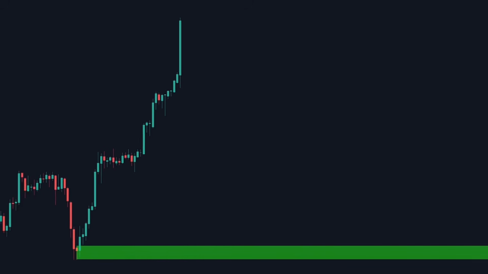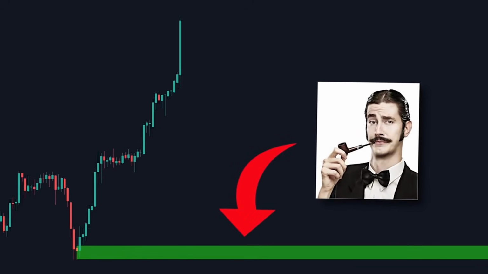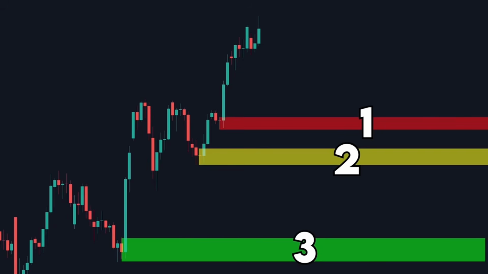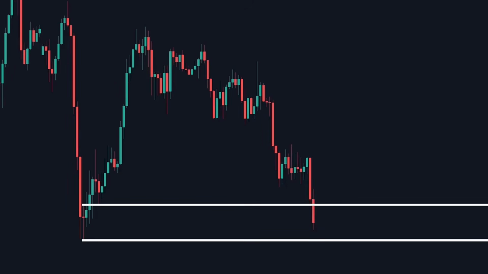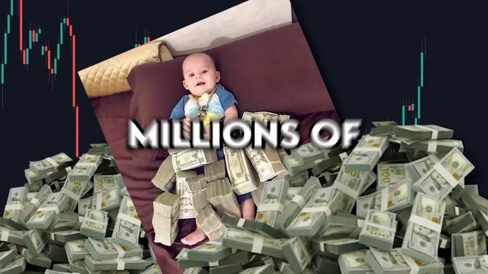You want to buy from zones where institutional buying and selling is occurring. You know, where the big bank boys are entering. Now, finding these levels is extremely easy. You simply find the candle before the strong move and mark the low to the high of that specific candle. Then wait for price to come back to that zone, enter your position, then proceed to make millions of dollars.